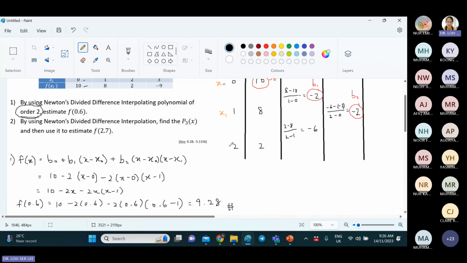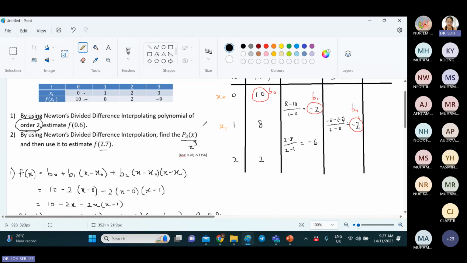Now we look at question number 2. We want to find the order of 3. Order of 3 means x cubed, and we want to use it to estimate this. Third order means we have to use all 4 points.